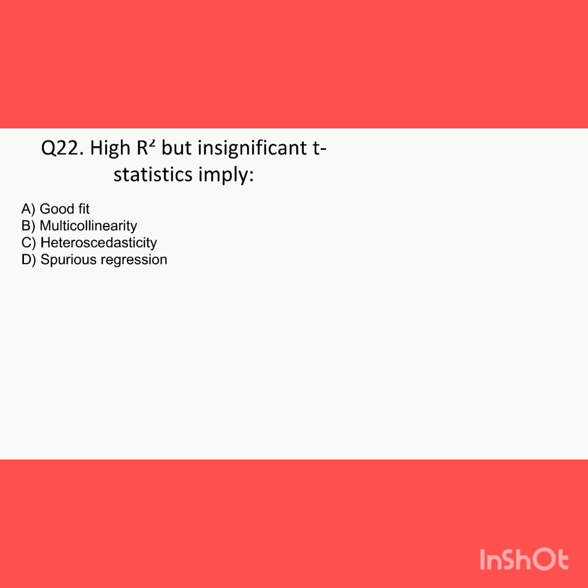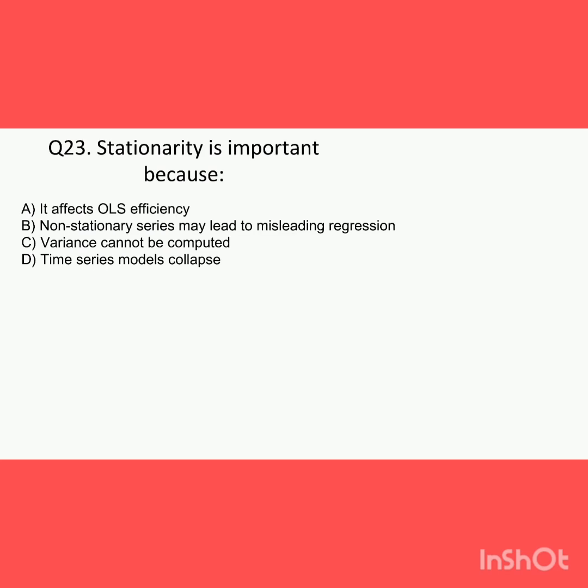Now our next question is question number 23. Stationarity is important because option A, it affects OLS efficiency. Option B, non-stationary series may lead to misleading regression. Option C, variance cannot be computed. Option D, time series model collapse.